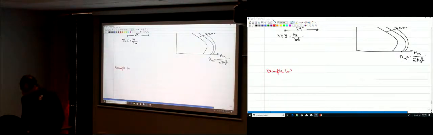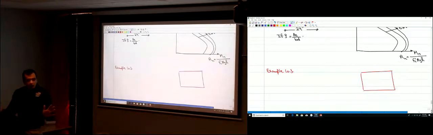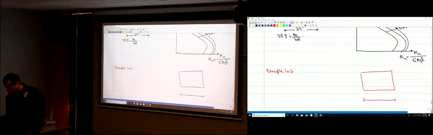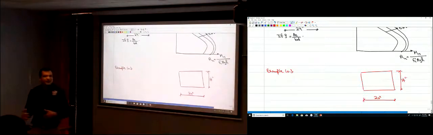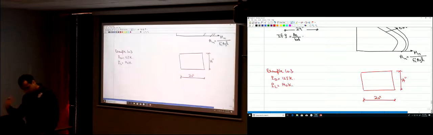So in example 10.3, we have a short column. So what does short column mean? Short means that there is no buckling. So the dimensions of the column, we have a column that's 20 inches by a width of 14 inches. So we know the dimensions, or we assume the dimensions. And this column has to support a compression force due to a dead load that is equal to 125 K, and an axial force due to the live load that is equal to 140 K, and a moment.